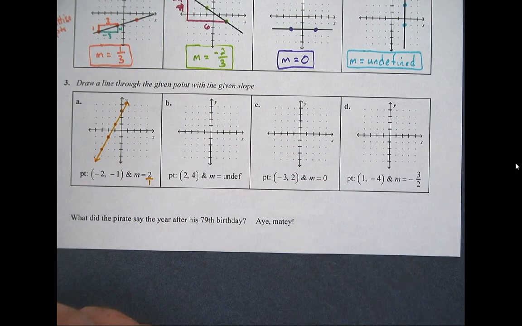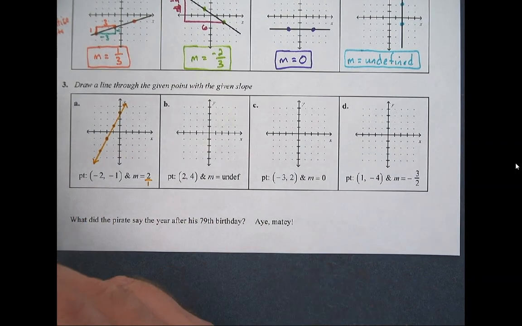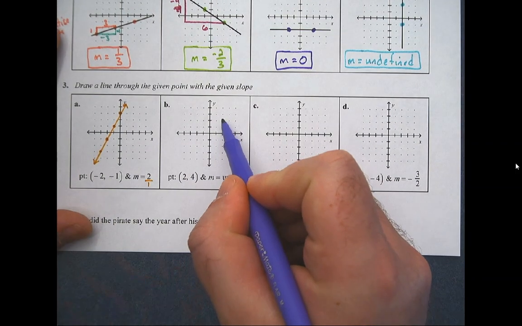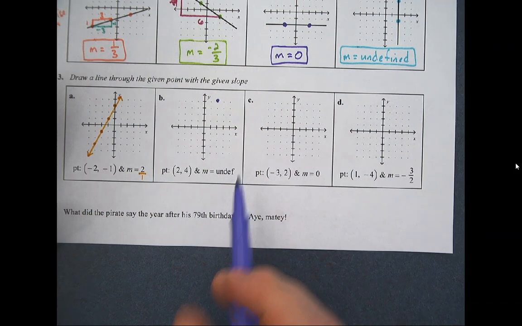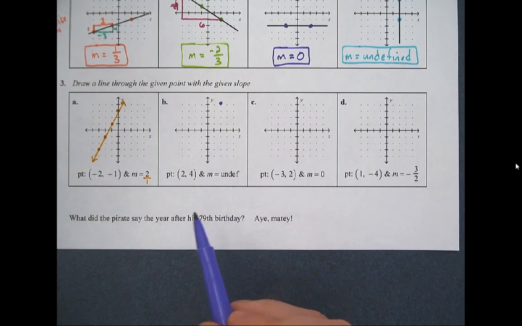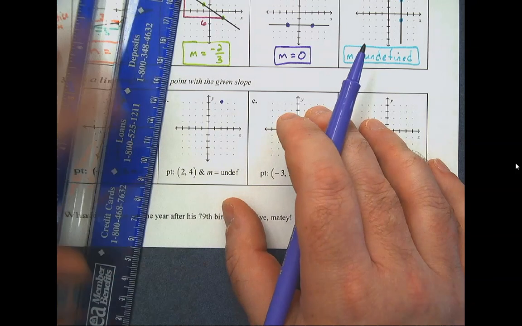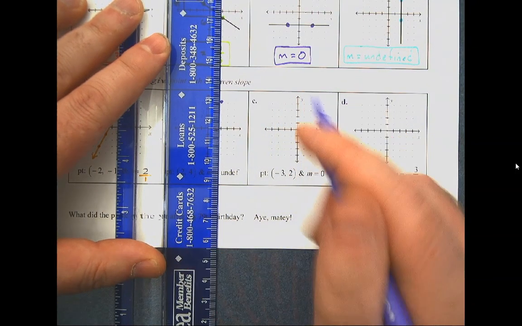Start with the given point, 2, 4. 1, 2, 1, 2, 3, 4. Slope is undefined, so you want to make this connection. Undefined means that the marble wouldn't even be able to roll along the side of the line. So this is a vertical slope.